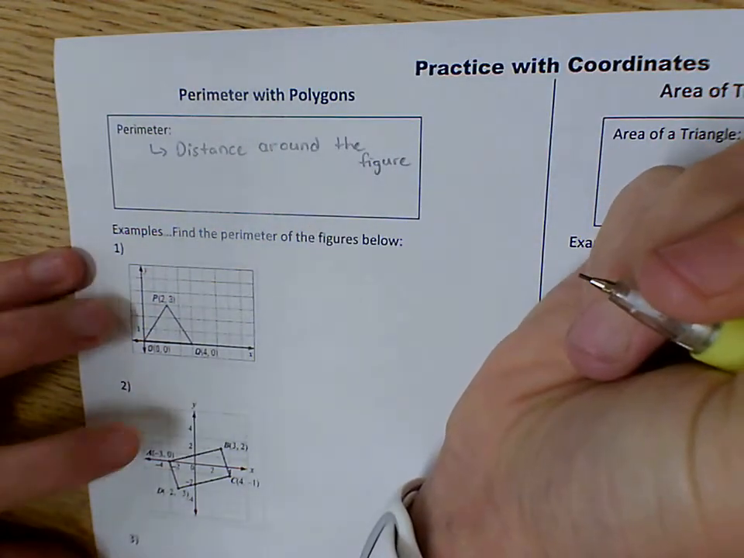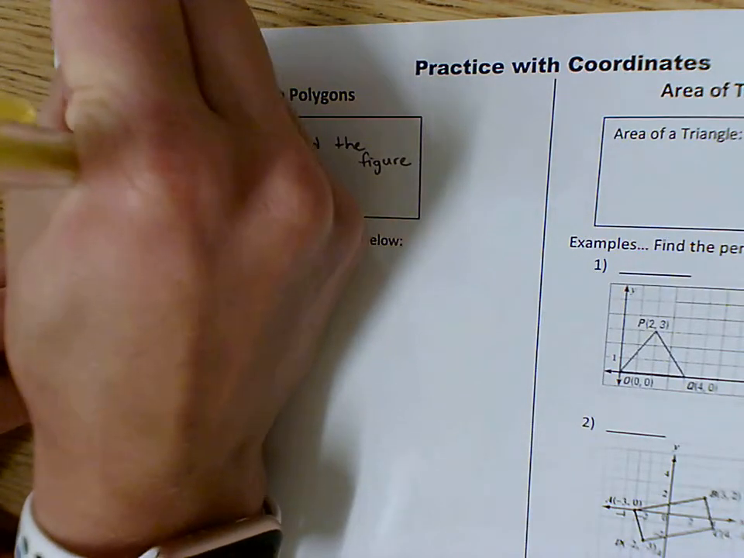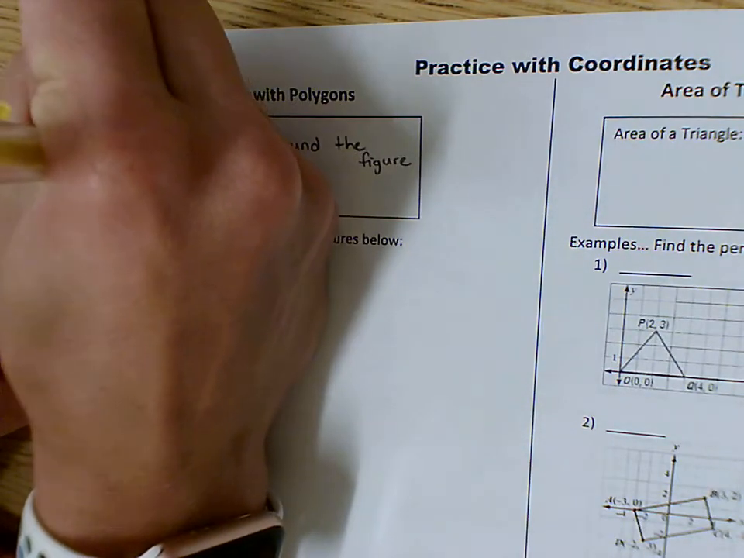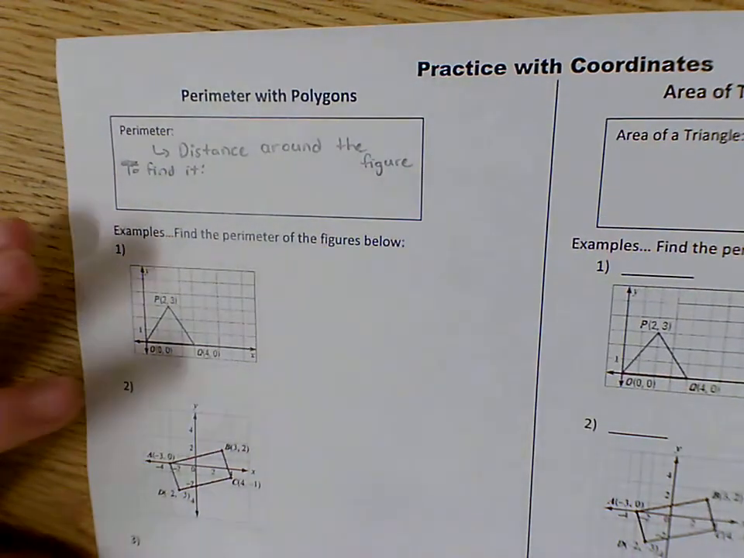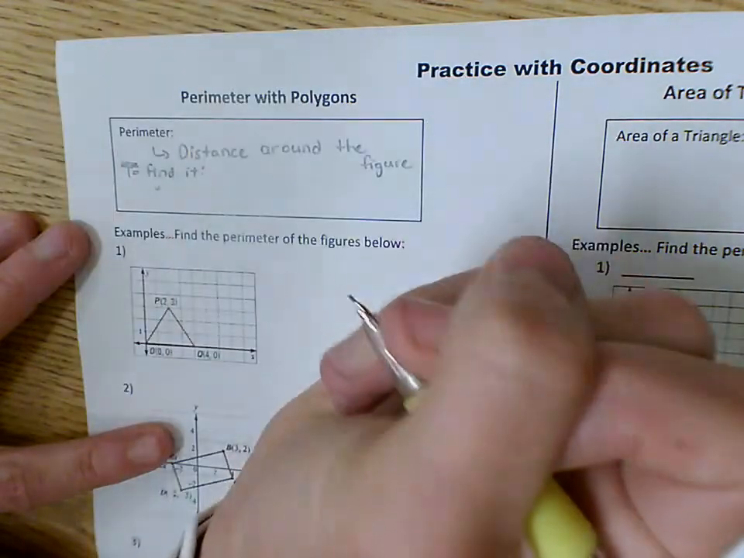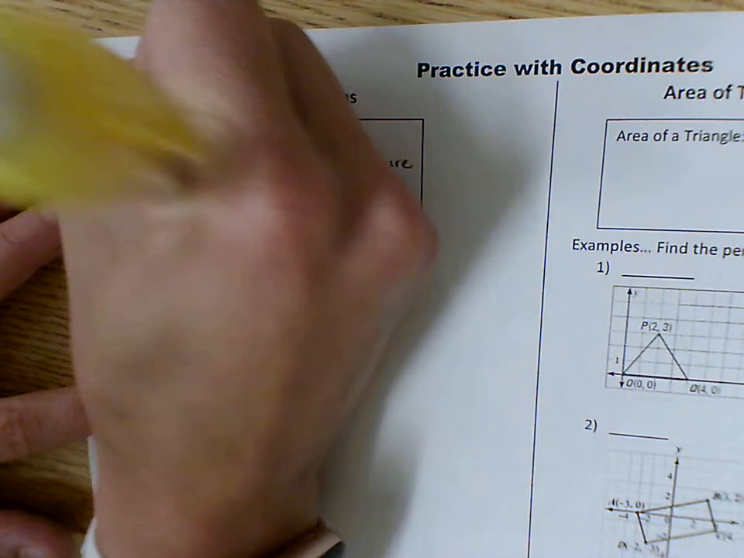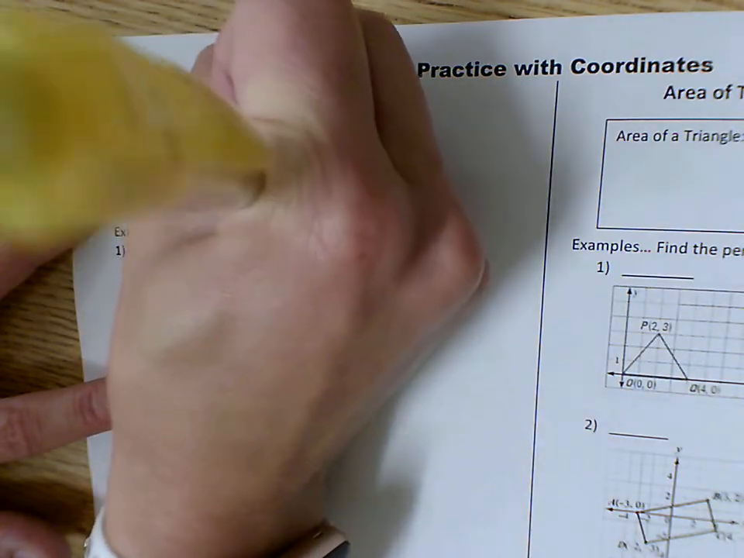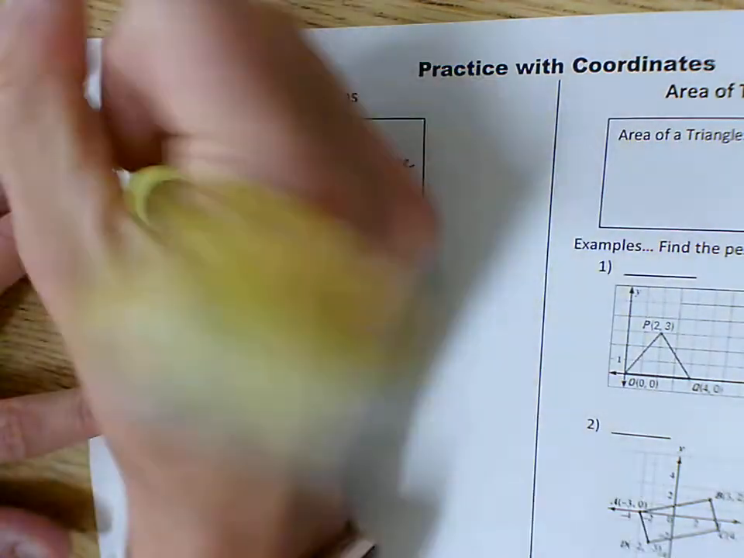Now, the other thing to remember is how to find it. So let's review that. To find the perimeter, the distance around it, with any type of figure, you essentially have to add up all the sides. But to be able to add up all the sides, you have to know all the sides. So find the length of each side. And then you just add up all those lengths.